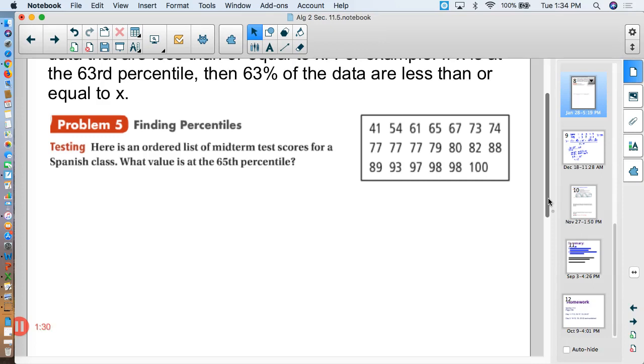Okay, so the first thing you want to do is double check. Are your numbers in order? Just like we put them in order for calculating the median, we need to put them in order to find the percentiles. So are my numbers in the chart going in order? Then we have to figure out how many numbers there are. In other words, how many students took this test? There's 20 scores. So we have 20 students.